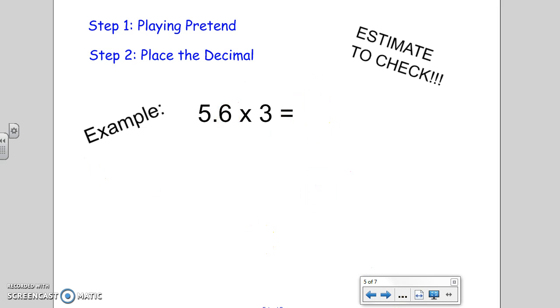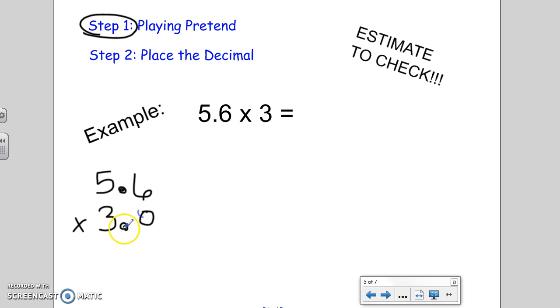Let's try the next one. We're going to start by playing pretend. We have 5 6/10 times 3. By the way, if you were to do this incorrectly and try to line up the decimal points, that would have you put the 3 here, multiply, you would end up doing all this, and you would end up with a much more difficult problem, and your decimal point would be in the wrong place.